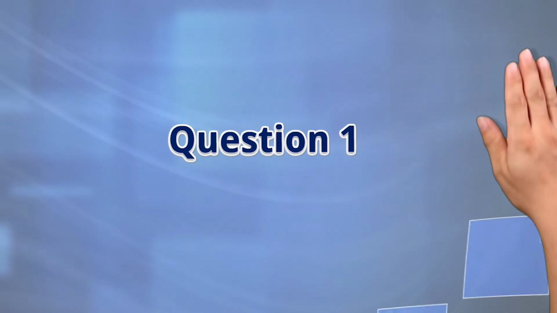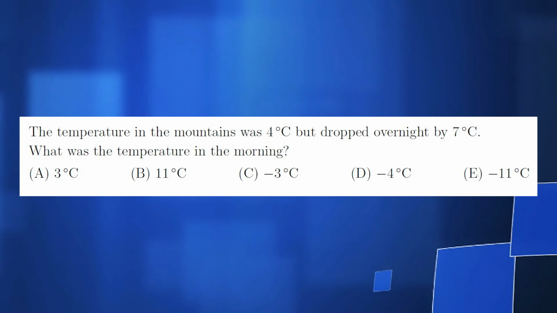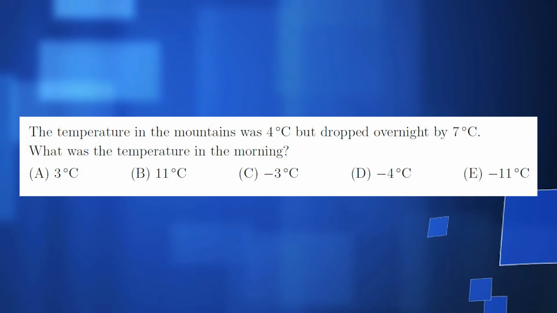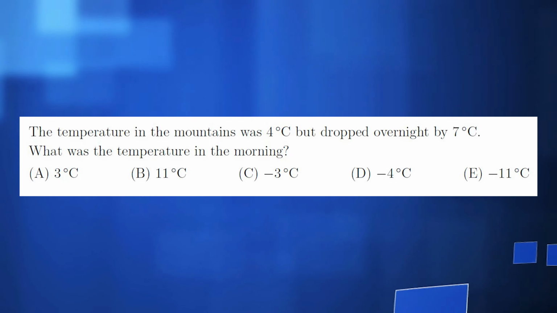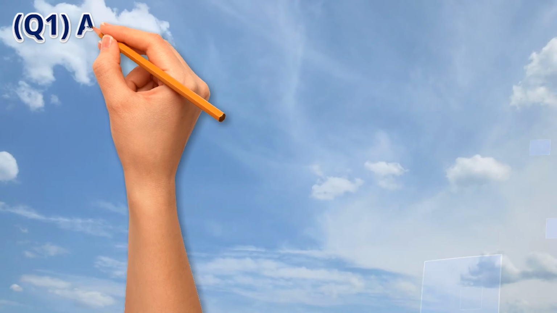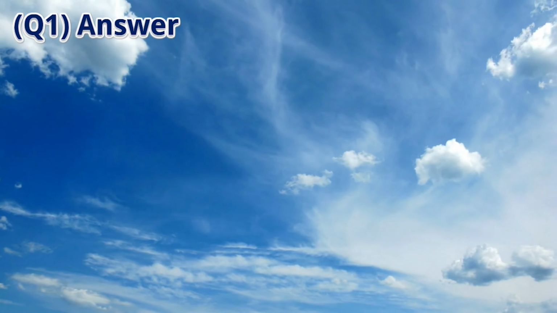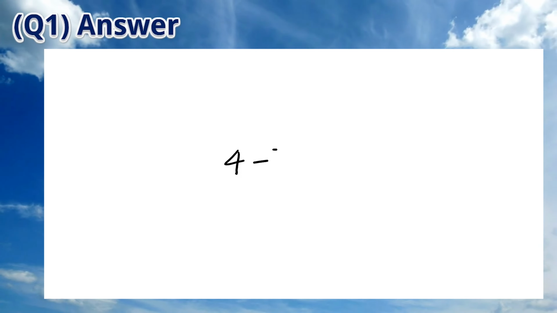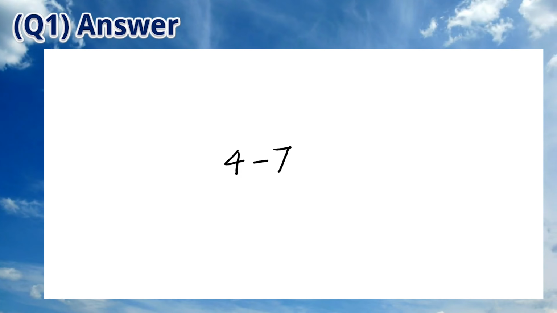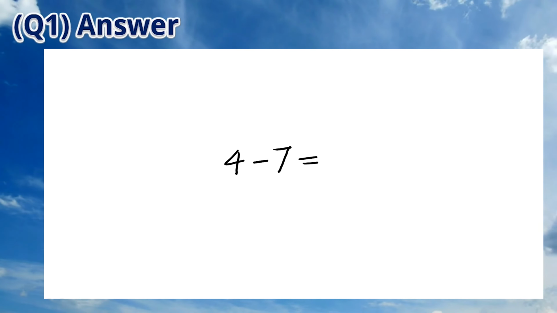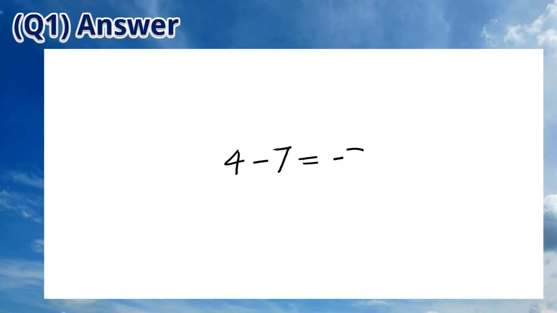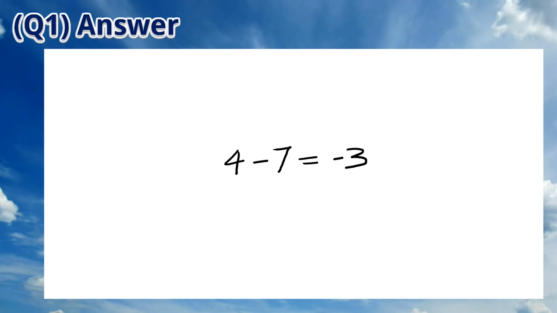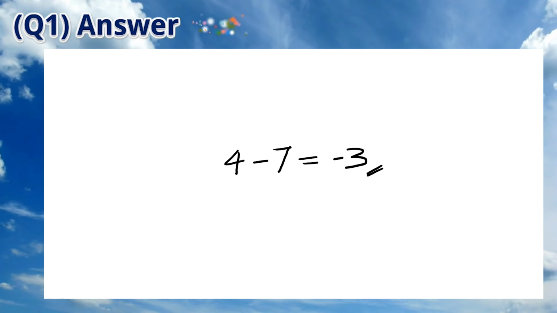Let's move on to the solutions. The temperature is 4 degrees Celsius. However, it drops by 7 degrees Celsius, which is 4 minus 7, which is negative 3 degrees Celsius. So the answer is C.